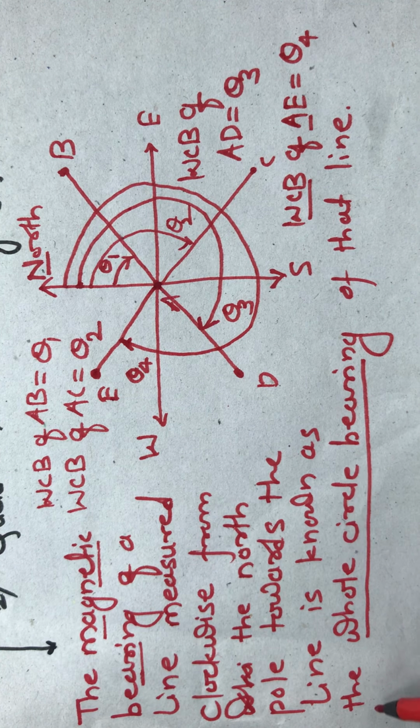Simple. Okay, you understood what is a whole circle bearing? It is always measured from the north pole towards the line in the clockwise direction. That is called a whole circle bearing. That means if I ask for the whole circle bearing of the line AD, that is nothing but theta 3, which is measured from the north towards the line in a clockwise direction. That is the whole circle bearing.